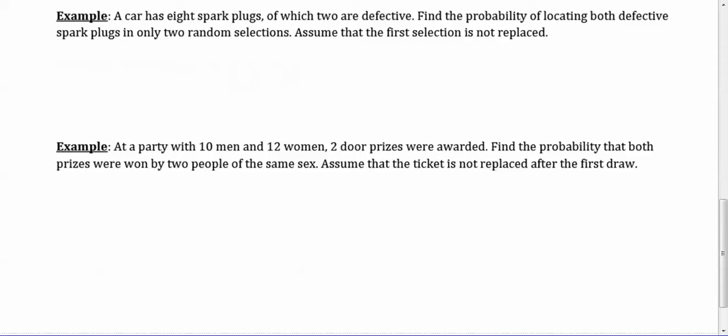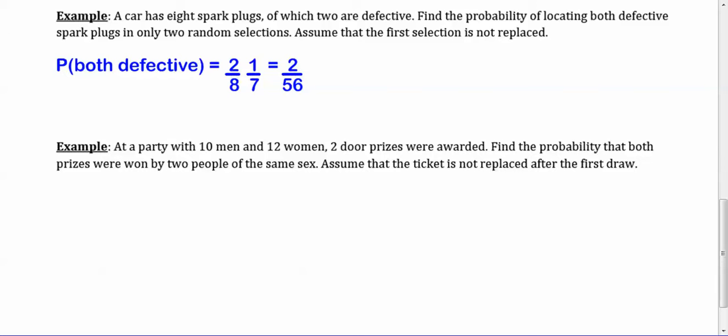Then, since it was not replaced, there are only 7 left, and now there's only 1. So the probability of picking the second one to be a defective one is going to be 1 out of 7. So the probability that you're going to pick both defective spark plugs is going to be 2 out of 8 times 1 out of 7, and that's going to equal 2 out of 56.